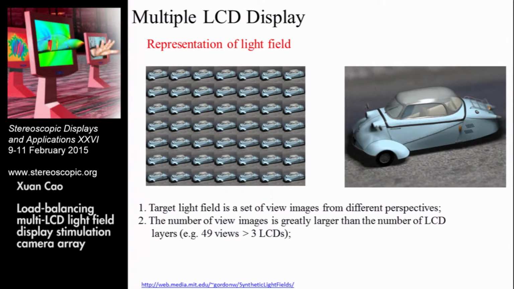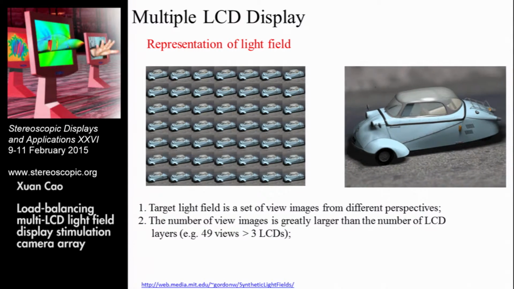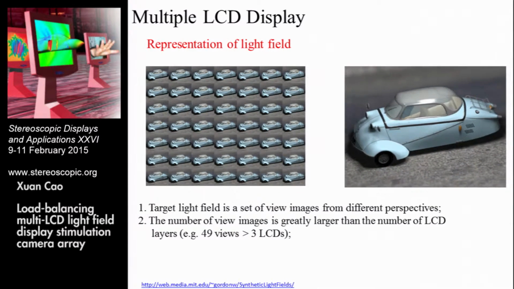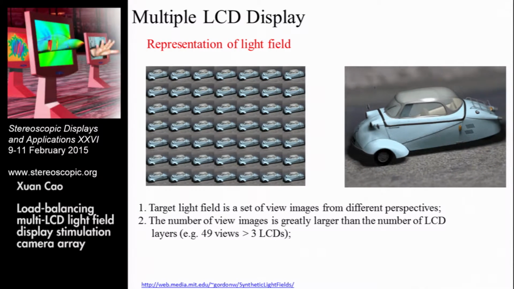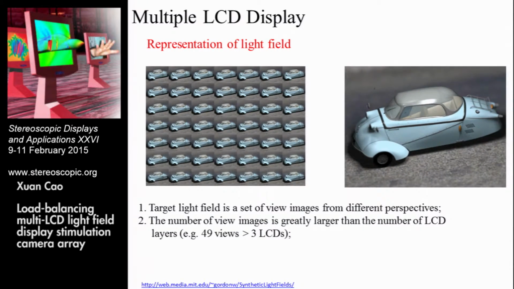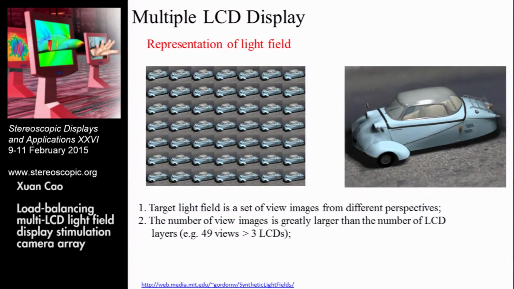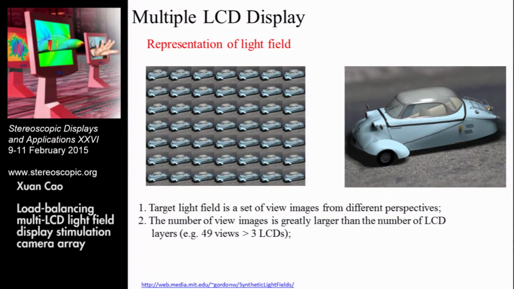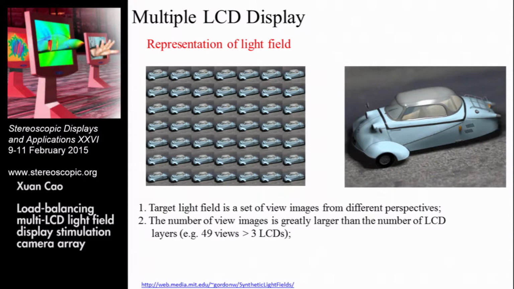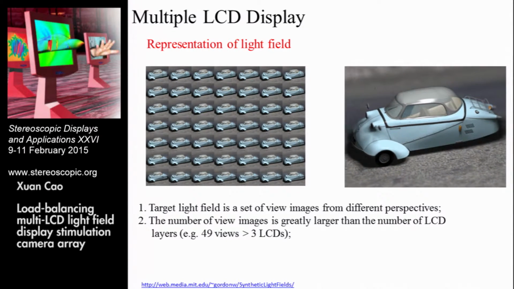Before introducing light field display, let me give the definition of light field. Light field is an array of view images from different perspectives. And it should be noted that the number of view images is much larger than the number of LCD layers. That's why we call it compressive display.